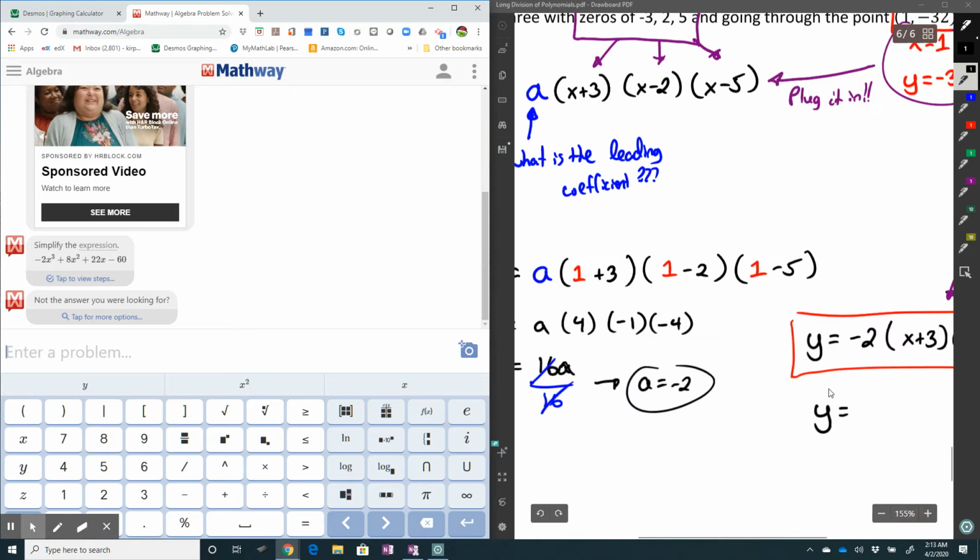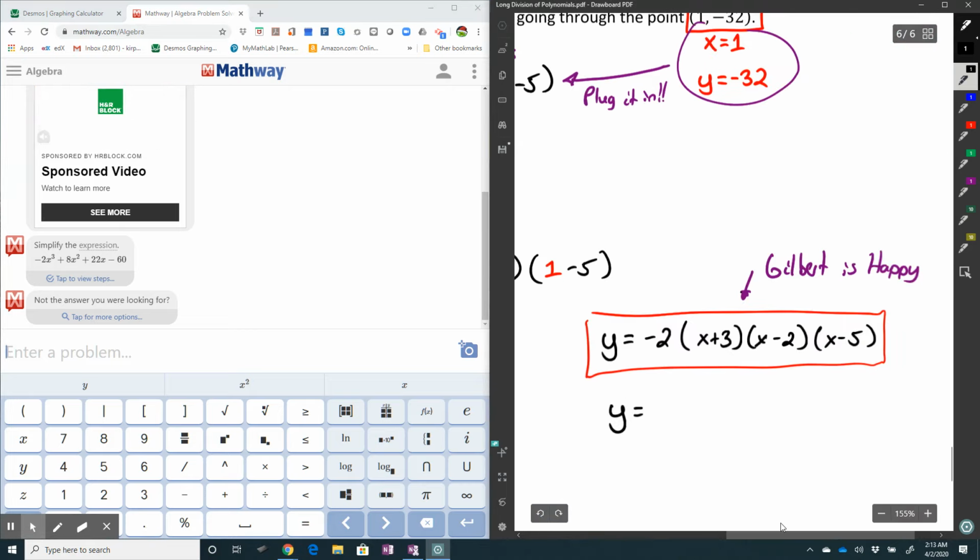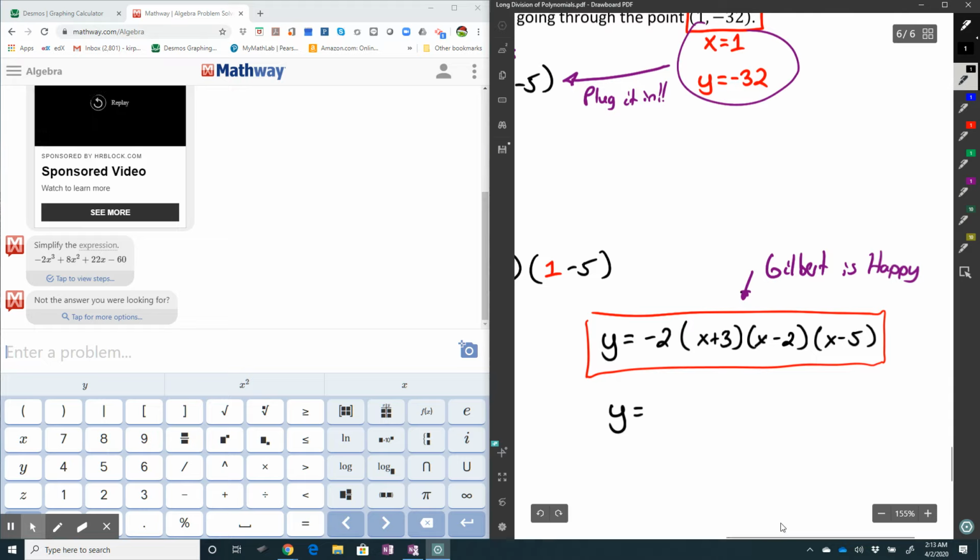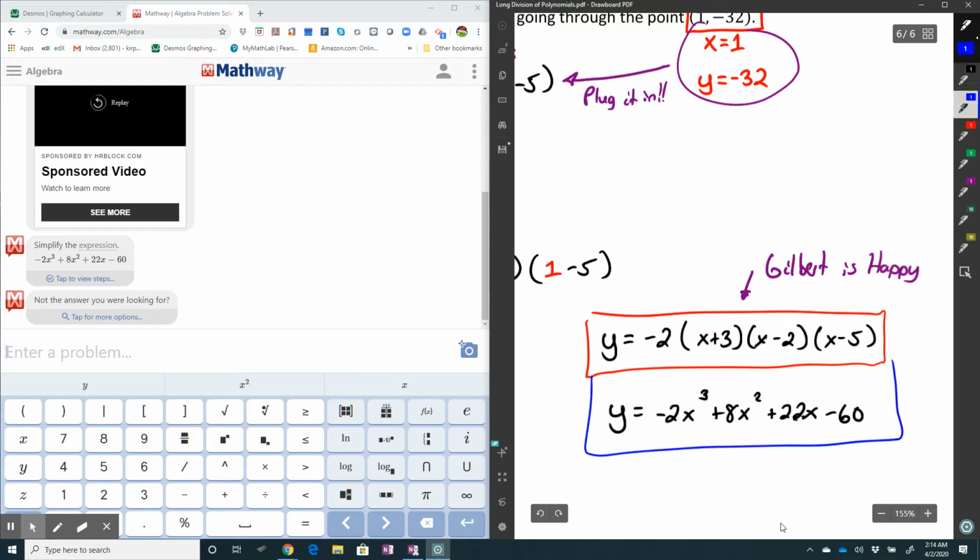All right, and so when you work it out, or if you FOIL it, you get negative 2x cubed plus 8x squared plus 22x minus 60. Again, this one, the homework might make you do this.